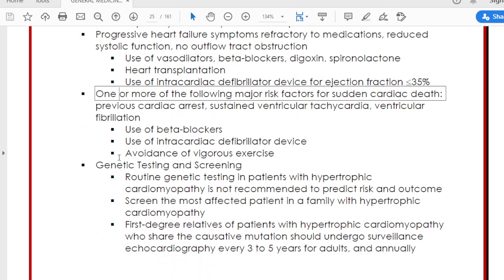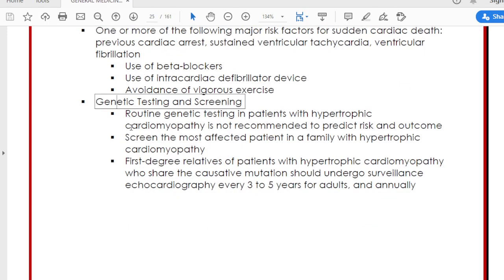One or more of the following major risk factors for sudden cardiac death: previous cardiac arrest, sustained ventricular tachycardia, ventricular fibrillation. Use of beta blockers. Use of intracardiac defibrillator device. Avoidance of vigorous exercise. Genetic testing and screening.